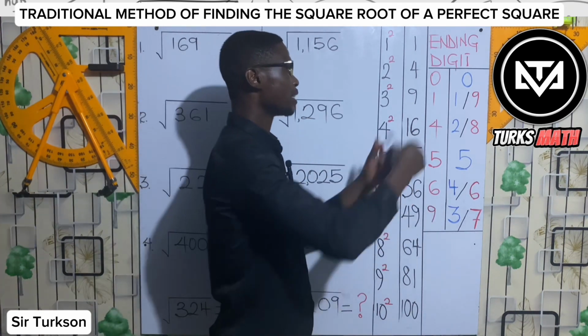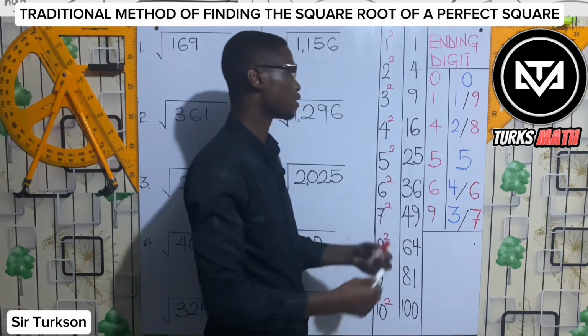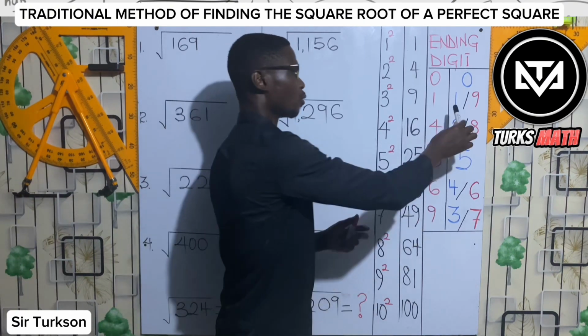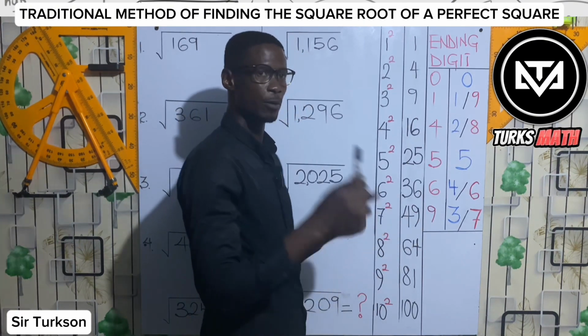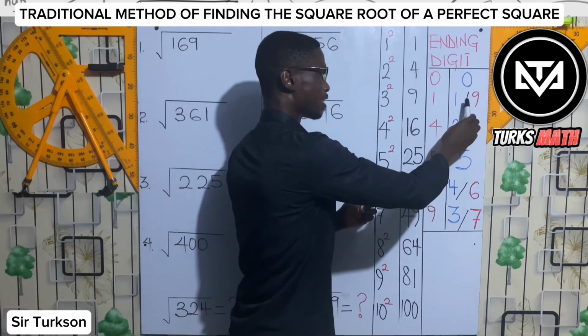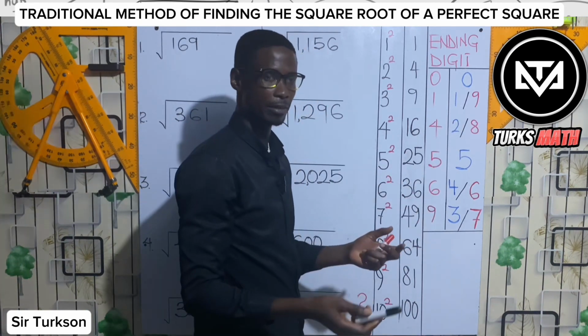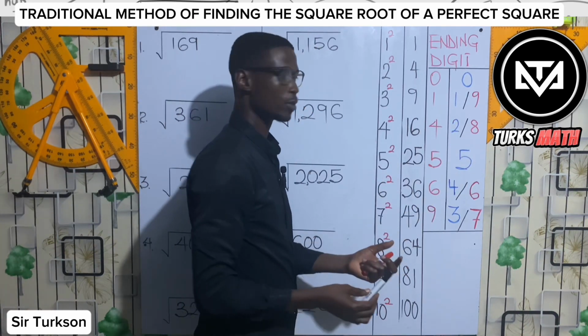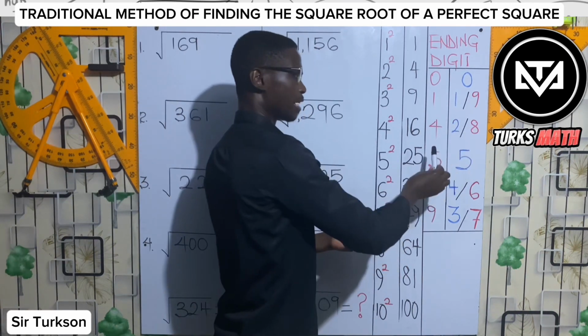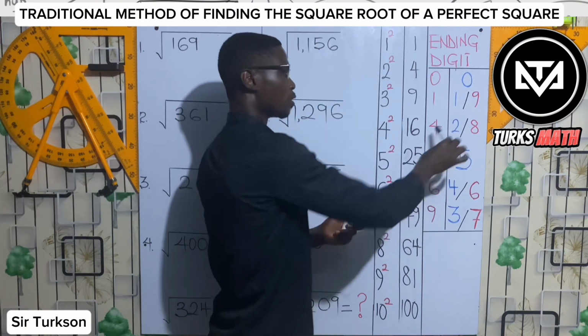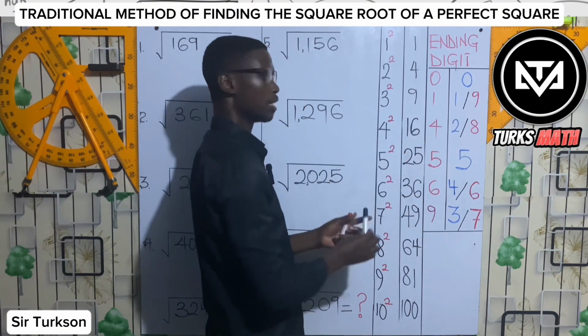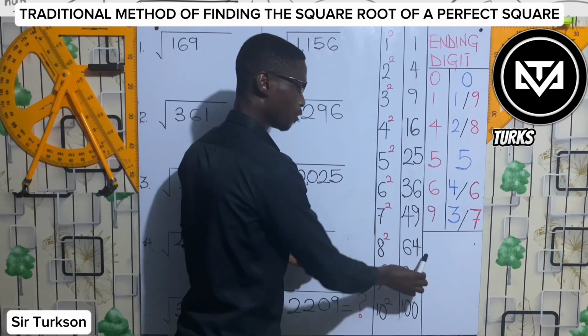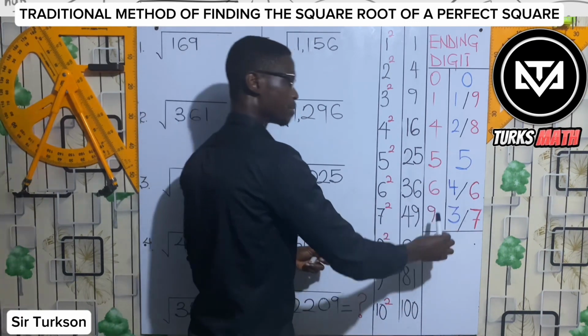Now, which numbers have their ending digits to be 1? 1 and 9. And when you check, 1 plus 9 will give us 10. So 2 plus 8 also gives us 10. 2 and 8 have their ending digit to be 4 because 2 square will give us 4 and 8 square will give us 64.